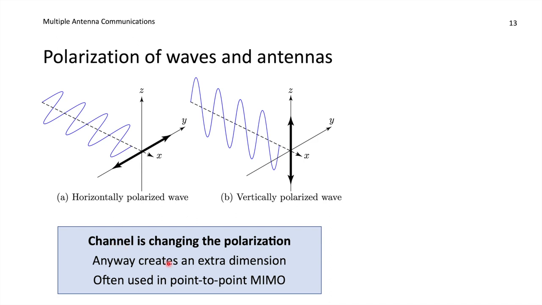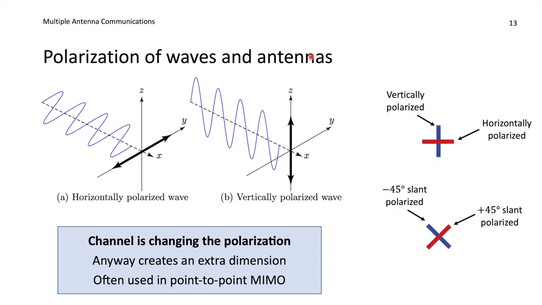And this can be utilized particularly in point-to-point systems in order to transmit two signals in the same direction but with different orthogonal polarizations like this. And to utilize this extra dimension, we need to utilize polarized antennas. So they could be horizontally and vertically polarized antennas.